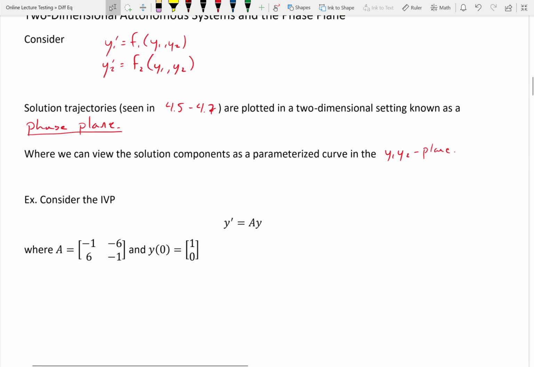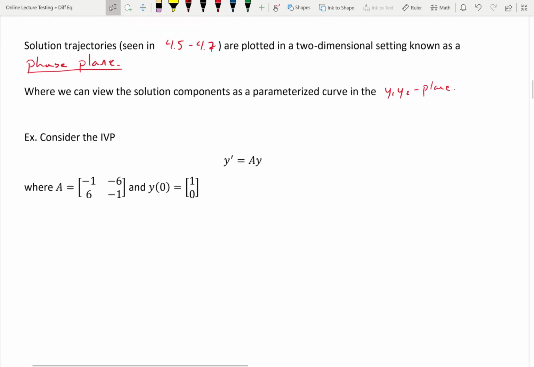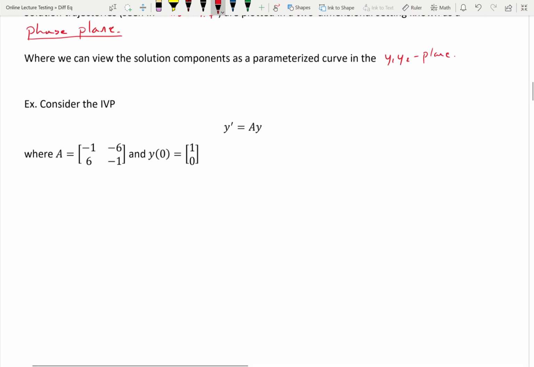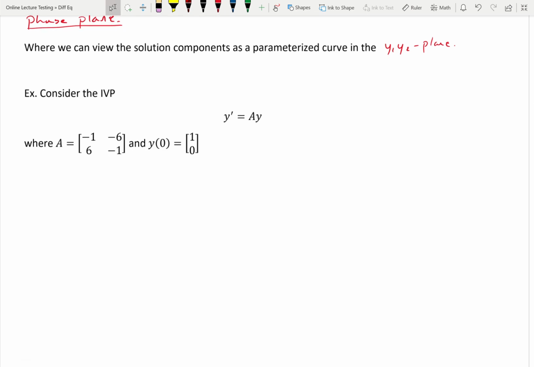All right, so consider the following IVP, where A is equal to [-1, -6; 6, -1], and we have initial values at t equal to 0, (1, 0) are our particular variables. All right, so in this particular case, let's look at a solution.